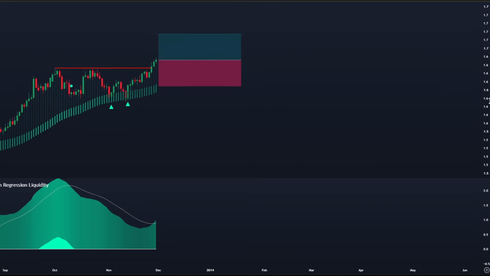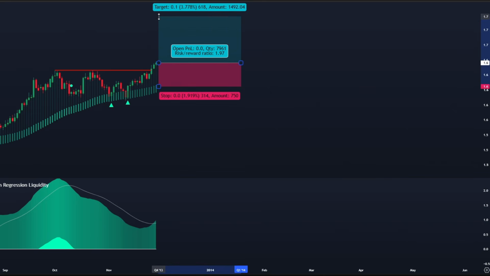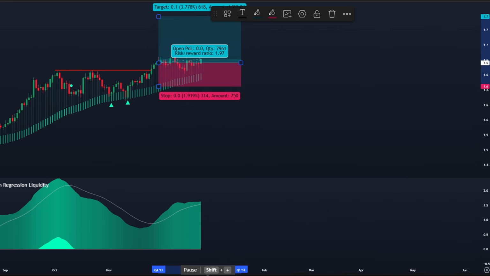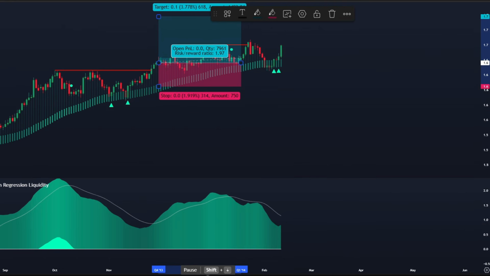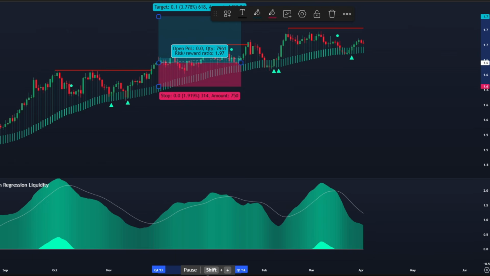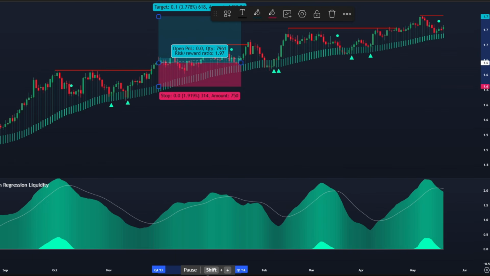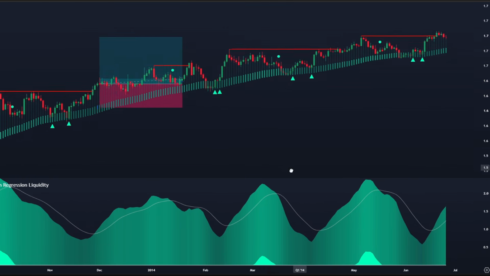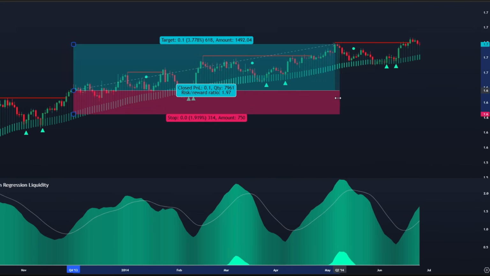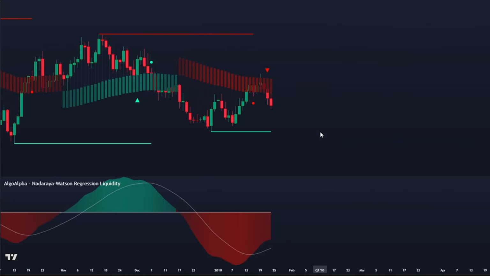So in practice, you could enter a buy at this point with your stop loss below the band and your target at a 2 risk to reward ratio. And you can see that turned out to be a profitable trade. Now let me show you the sell setup, which is the same logic, just flipped.